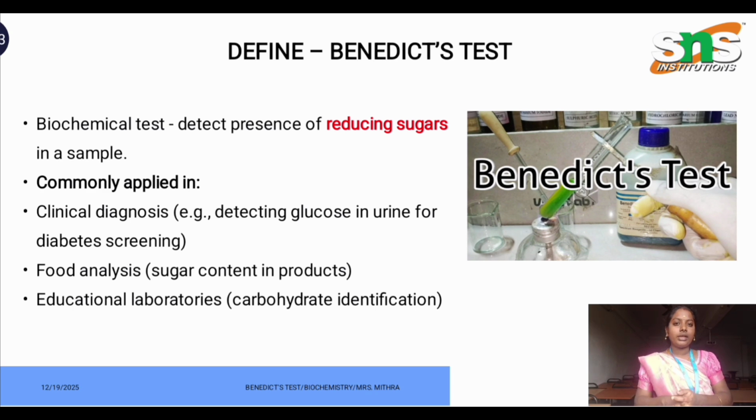It is also involved in food analysis, that is how sugar content in several products is identified, such as in cakes and biscuits and some of the desserts containing sugar content. It can be used to analyze sugar content in dairy products or food products, and also for the purpose of educational laboratories. As I said before, it comes under the biomolecule carbohydrates. So for carbohydrate identification in educational laboratories, this Benedict's test is used widely.